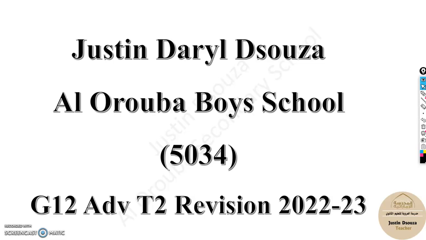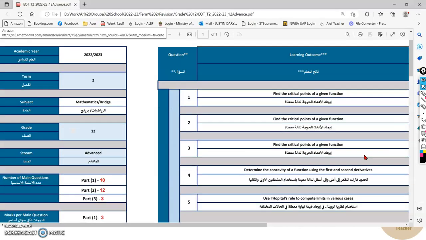Now we will begin the Grade 12 Advanced Explanation videos for the end of term exam. I'll be covering each topic in a separate video. There are 25 topics in total. And before we begin the topic, I will just quickly go through the exam scheme.